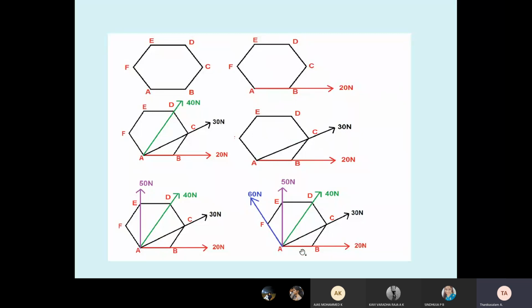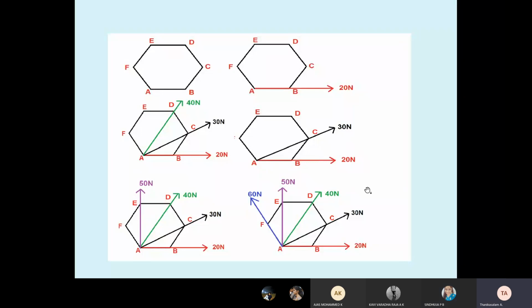Now we want the angle. Can anyone tell me the angle for 30 Newton? Maybe 30 degrees. Why? Because the whole right angle is 90 degrees, and if we divide it into 3 parts, it means 30, 30, 30.